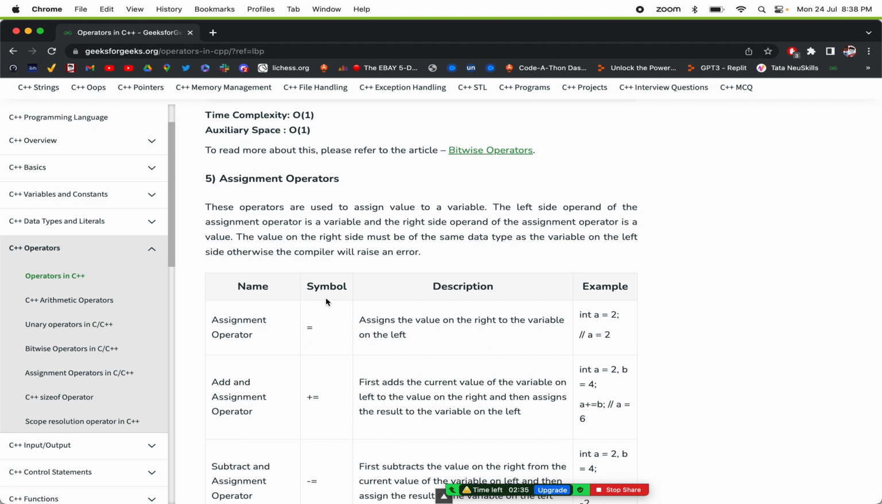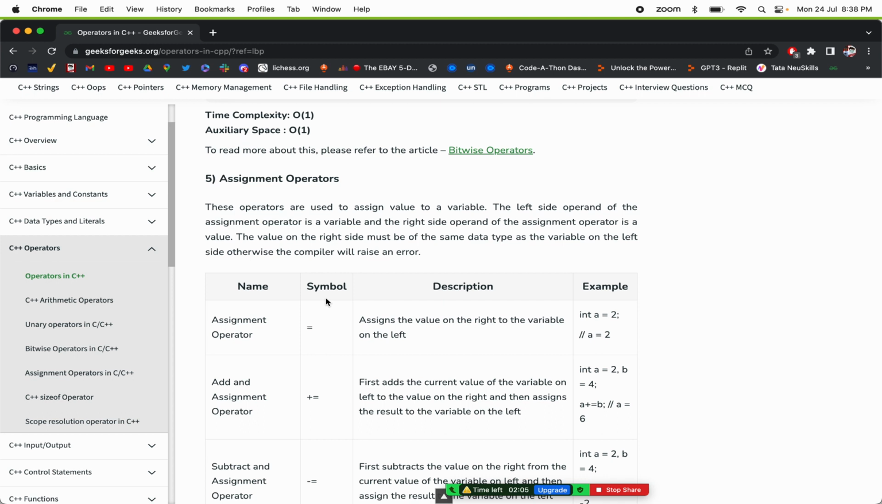These operators are used to assign a value to a variable. The left side operand of the assignment operator is a variable, and the right side operand is a value. So you have a variable on the left side of an assignment operator and a value on the right hand side. To assign or change the value of your variables, you will use the assignment operator.